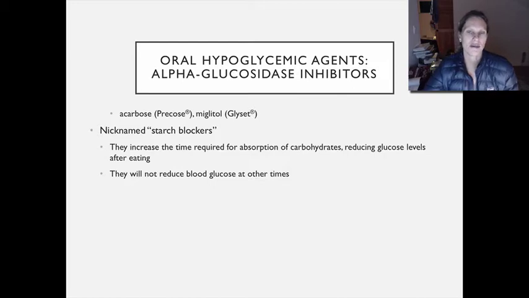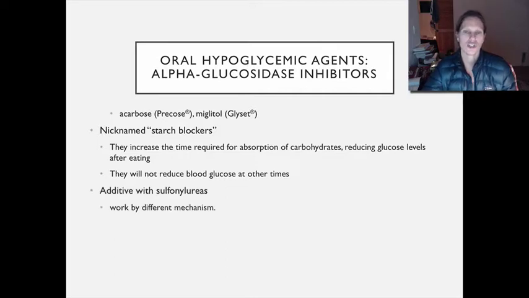So these are oftentimes added on at mealtime if another agent has failed. So if they've been put on metformin, which is a biguanide, we'll talk about that next, or if they've been put on a sulfonylurea, most people get started on metformin or biguanides, then they might add these things in for mealtime, but they don't seem to do much else other than right around the mealtime.